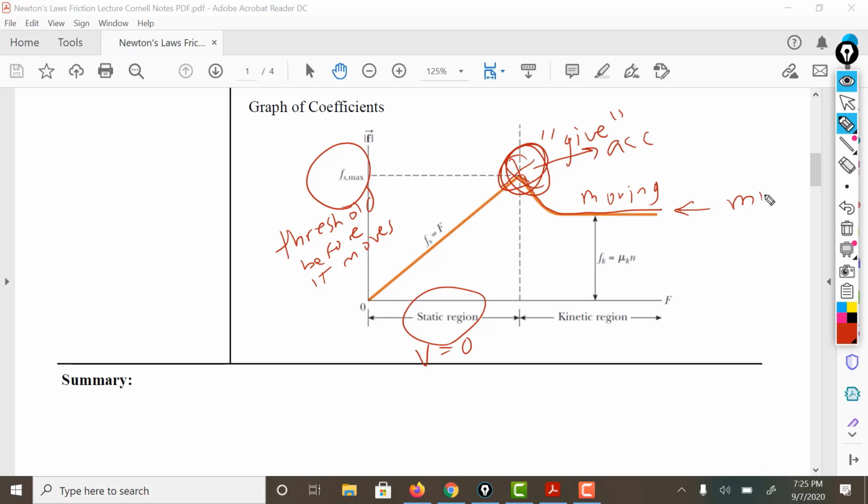And this is the minimum force required to keep it going. Because anytime you move anything heavy, if you stop giving it what it needs, it just stops, and you have to start from the beginning. This is the minimum force required.